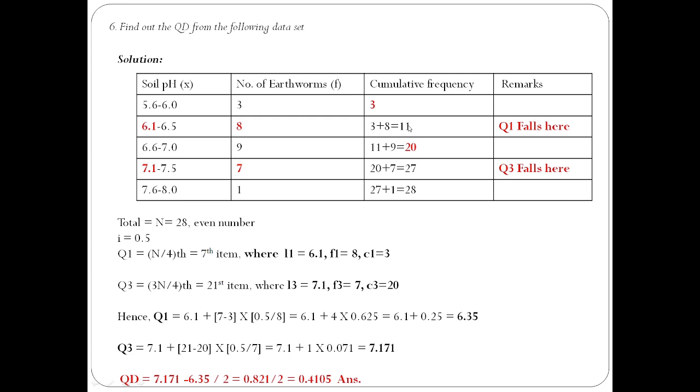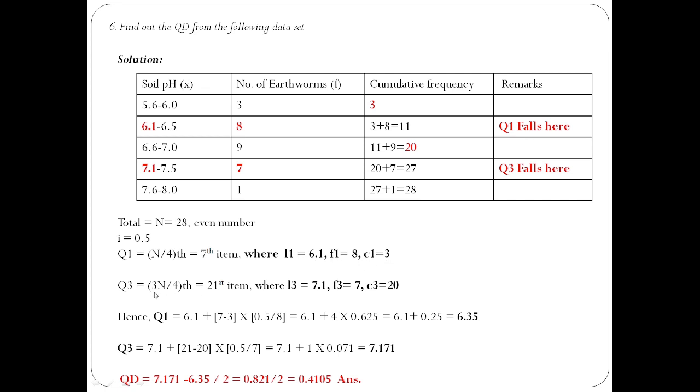So when Q1 falls here, it is the quartile class. L1 is equal to 6.5, f1 is equal to 8, which is the frequency of the quartile class, and C1 is the cumulative frequency preceding the quartile class, so C1 is equal to 3. So we get L1, f1 and C1.